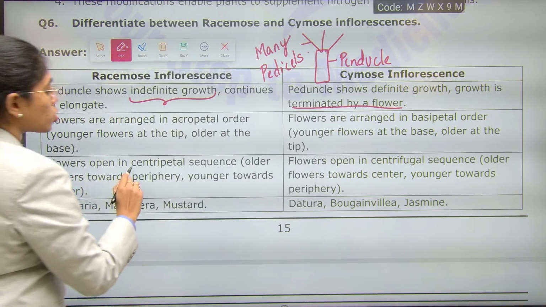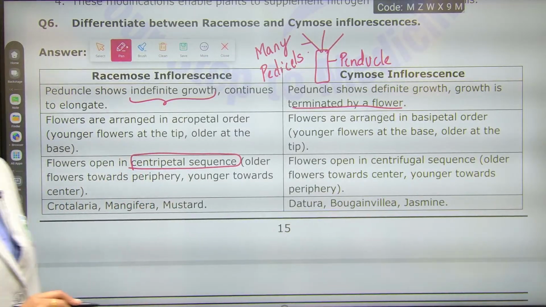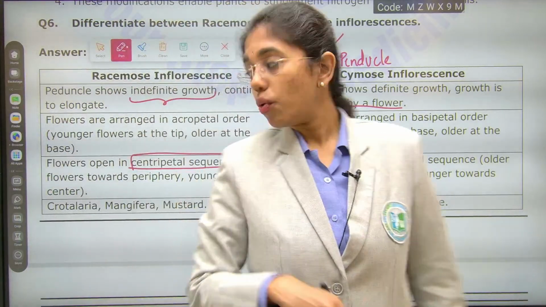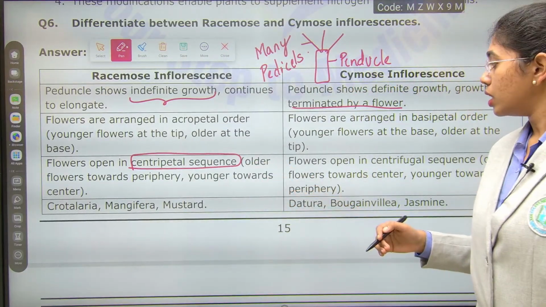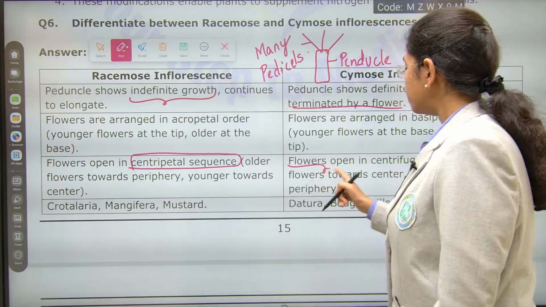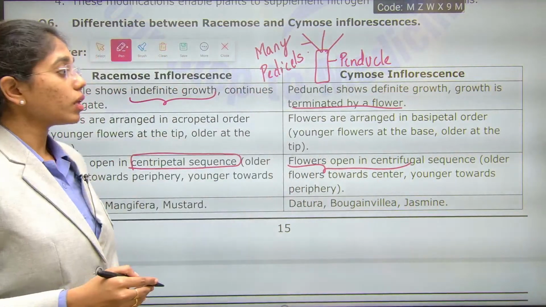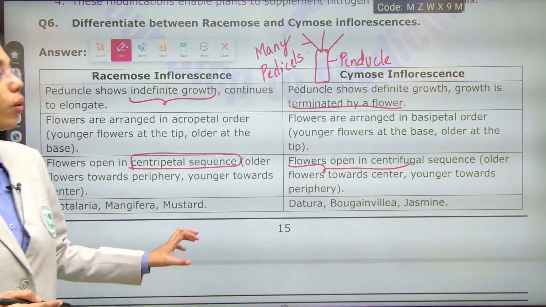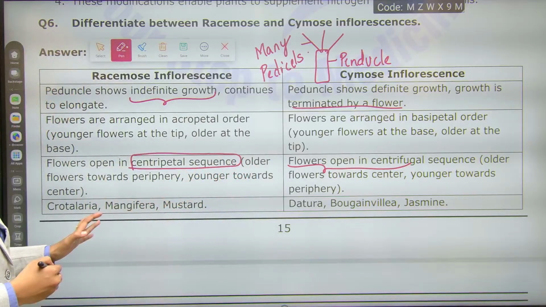Here flowers open in the centripetal sequence, where older flowers are towards the periphery and younger flowers at the center. Here flowers open in centrifugal fashion, that is, in centrifugal sequence, where older flowers are towards the center and younger flowers will be towards the peripheral end.